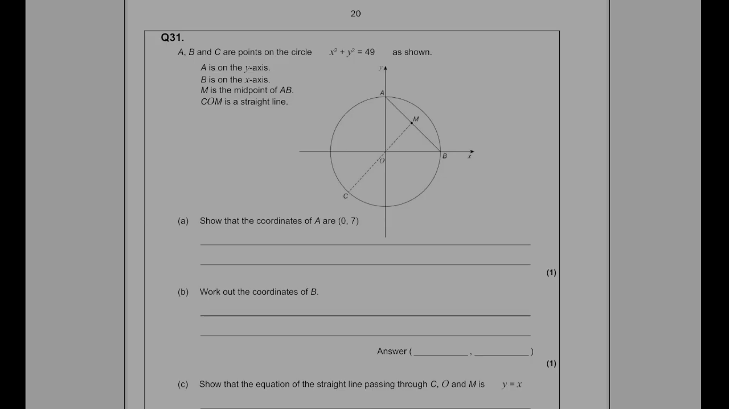Okay, so the point A, if it's on the y-axis, it must be 0, A for now. And then if we're saying that x squared plus y squared is equal to 49, then we can say that 0 squared plus A squared is equal to 49. So A will be equal to the square root of 49, which will be technically plus or minus 7. But we want the positive, so y is positive. So it must be at the point 0, 7.